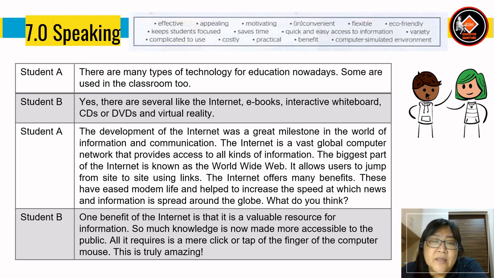Then student B can answer: One benefit of the internet is that it is a valuable resource for information. So much knowledge is now made more accessible to the public. All it requires is a mere click or tap of the finger or the computer mouse. This is truly amazing. So this is an example of a conversation you can have with your partner in class.